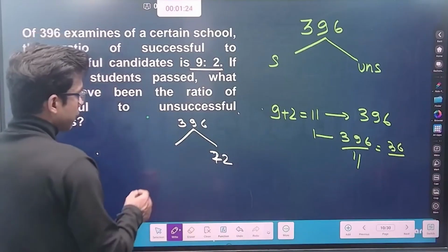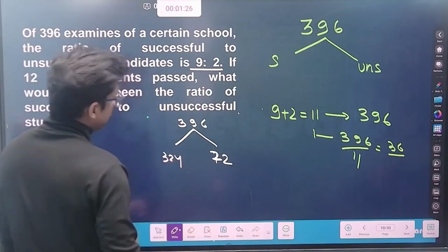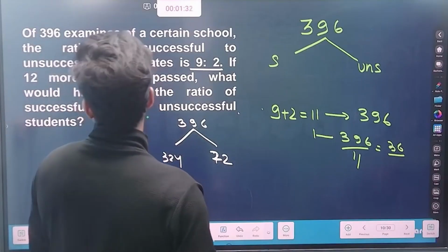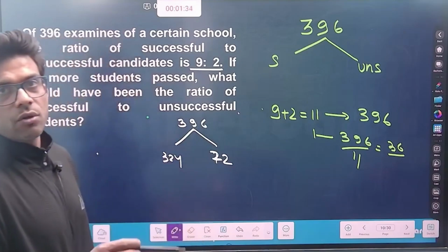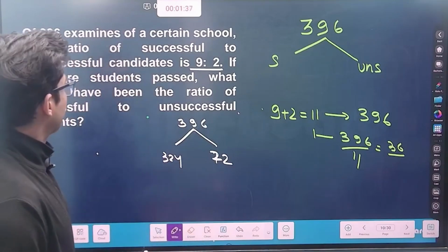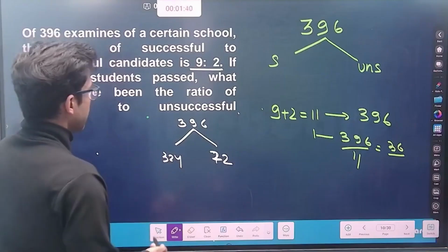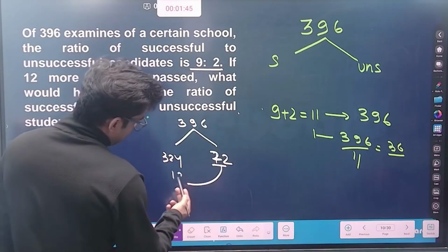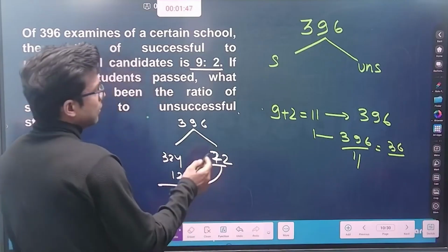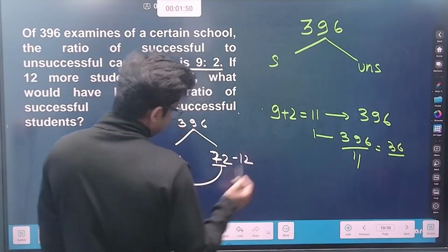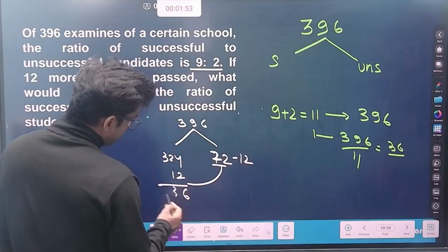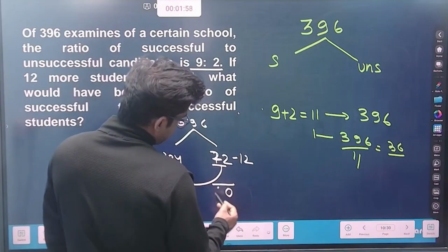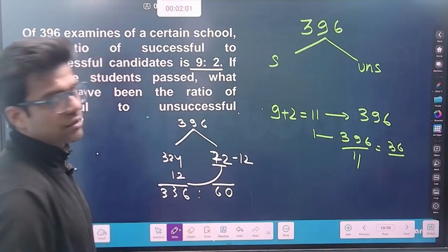If this is 72, this would be 396 minus 72, which is 324. If you write down 324 here, now they're asking what would have been the ratio of successful to unsuccessful candidates if 12 more students passed. Now if 12 more passed, from here you add 12 to this part, and because 12 are getting more passed, from here you subtract 12. So this would become 336, and this would become 60. So the ratio would be 336 is to 60.